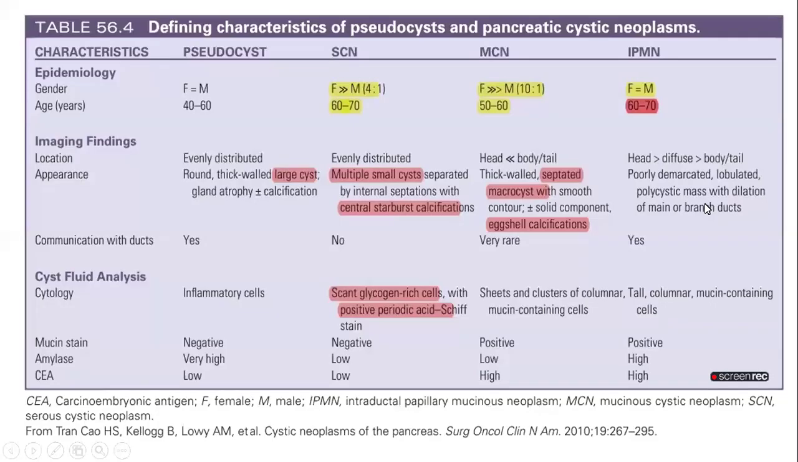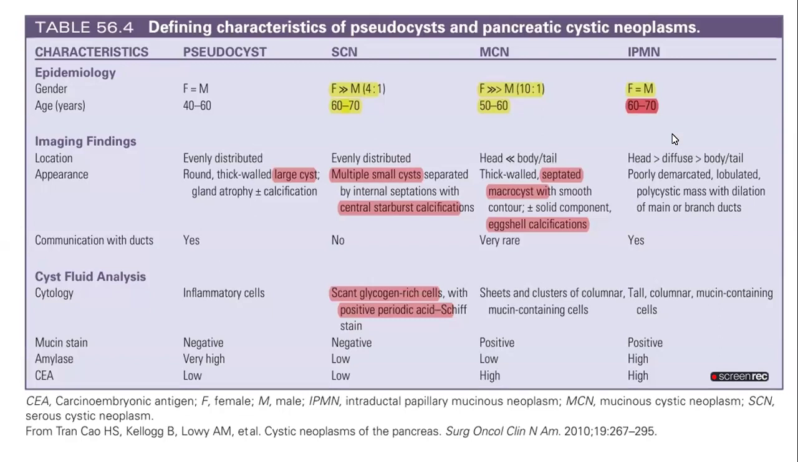So this is the most important tabular column for NEET SS and INI SS, everything, okay, which is mentioned in Sabiston. So for IPMN, I already mentioned females and males are equally affected. The 60 to 70 years age group is affected. The head is the most common site. And the appearance on imaging is a poorly demarcated, lobulated, polycystic mass with dilatation of the main or branch duct. So communication with the duct is present, obviously.